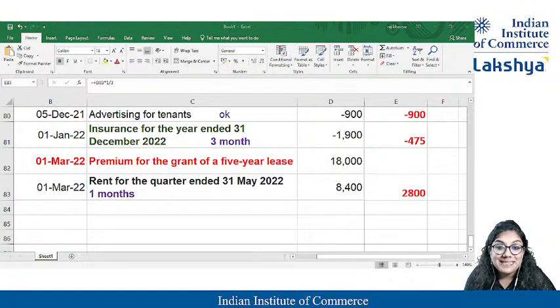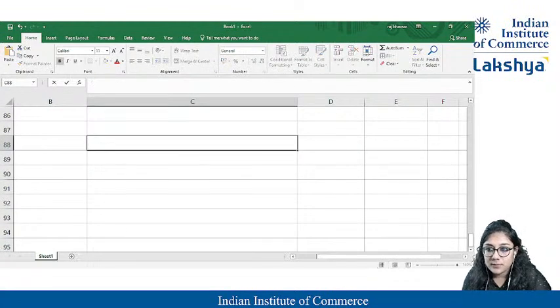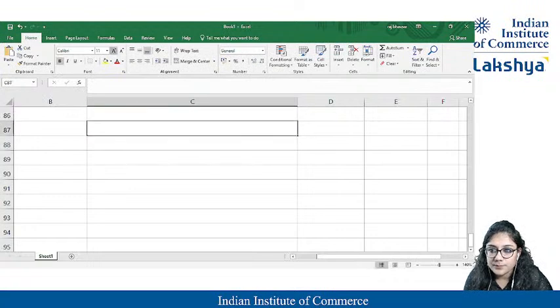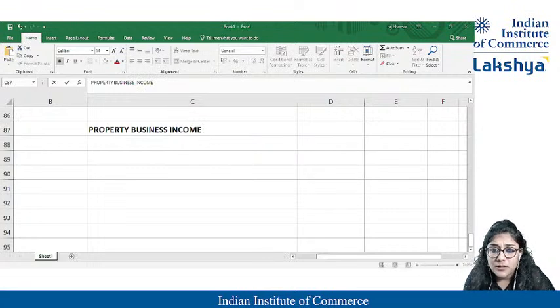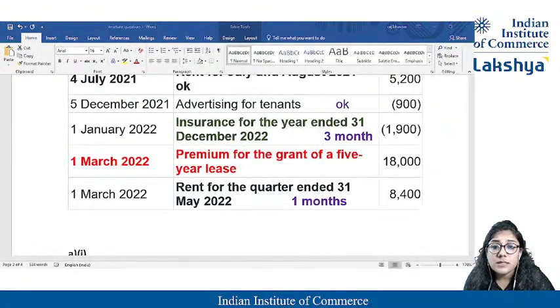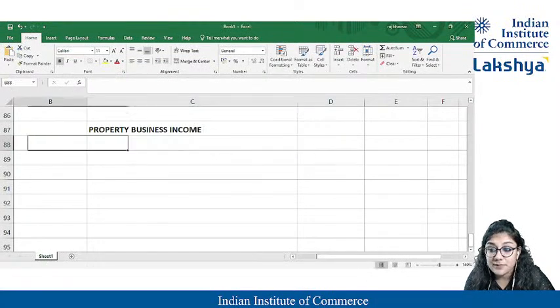So now, let us understand what I am supposed to add. First of all, we need to write property business income. I am supposed to calculate it for the year. So what is my property business income? First I would have received some premium, isn't it? So what is my premium? Premium received is 18,000. So let's figure out how I got the premium received.